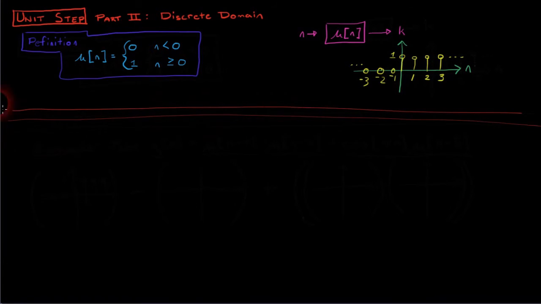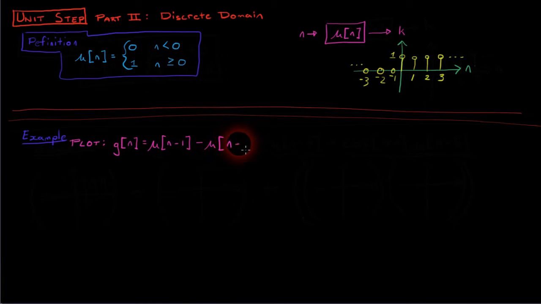Let's do an example. Plot the function g of n equals mu of n minus 1 minus mu of n minus 2 plus cosine of pi n times mu of n minus 5.